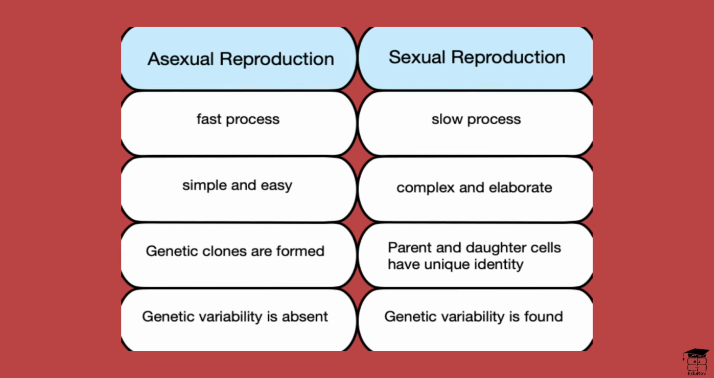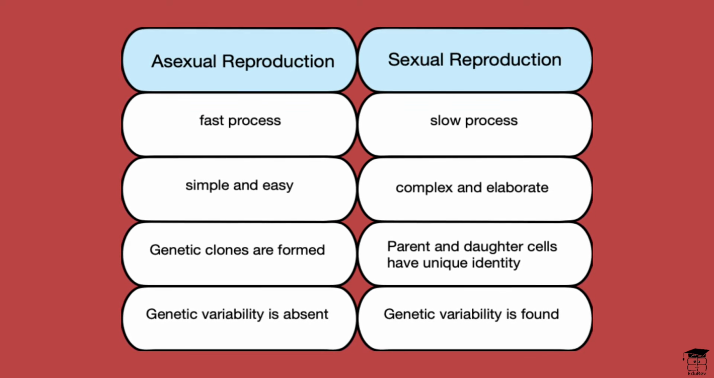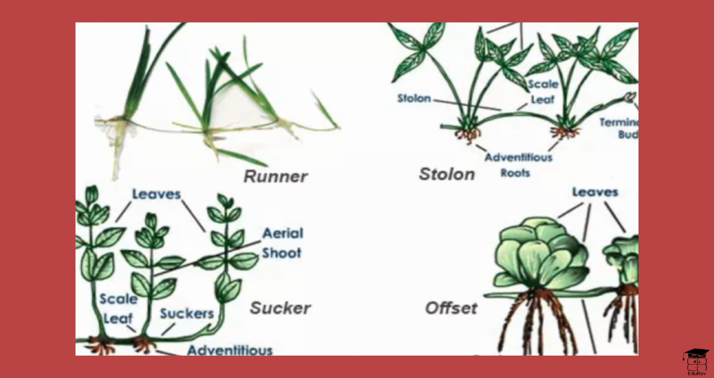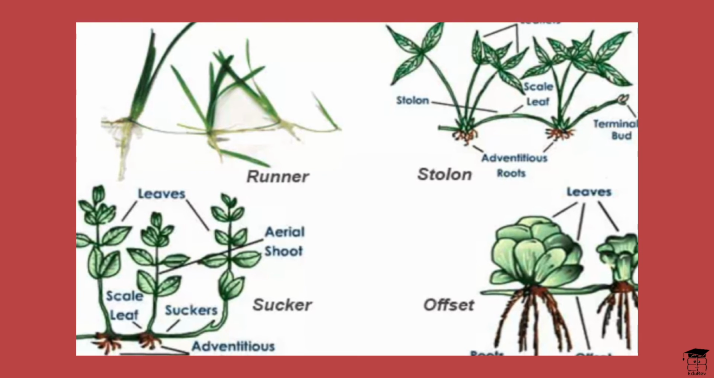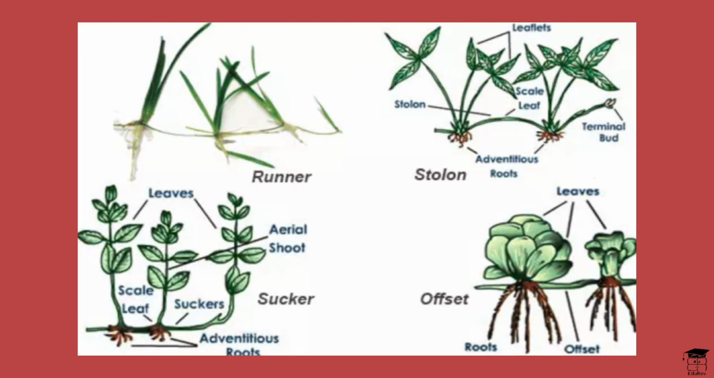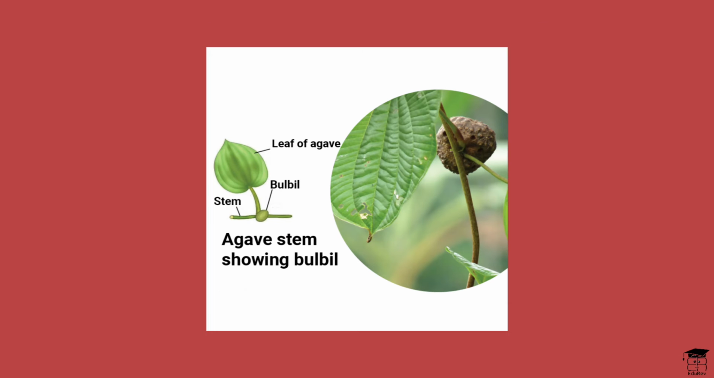Or we can have subaerial modifications in stem, such as runner in oxalis and grasses, offsets in eichhornia and pistia, a stolon in mint and jasmine, a sucker in pineapple, chrysanthemum, banana, and mint, or a bulbil, which is a fleshy bud, such as in agave.